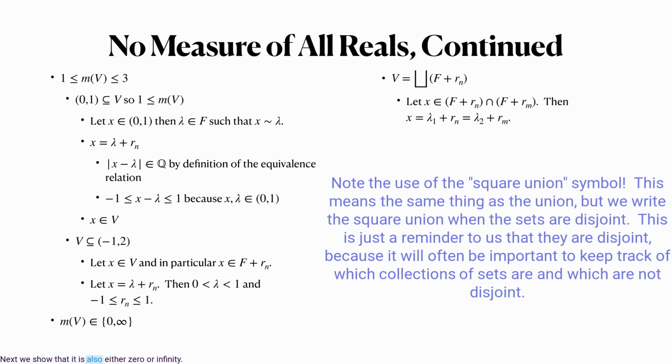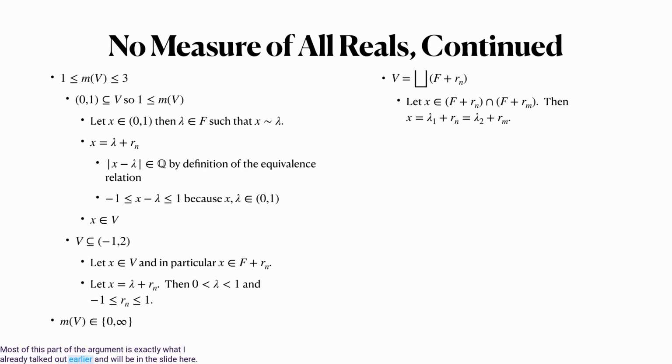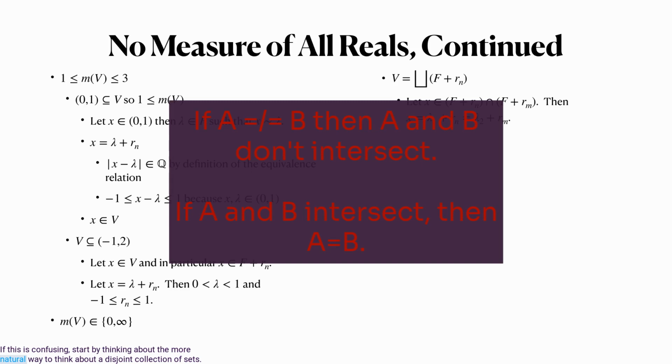Next, we show that it is also either 0 or infinity. Most of this part of the argument is exactly what I already talked out earlier and will be in the slide here. The main thing that needs justification still is the claim that the feathers are disjoint. One way of proving that a collection of sets is disjoint is to show that if they have any intersection, then they are the same set. If this is confusing, start by thinking about the more natural way to think about a disjoint collection of sets. If you take any two distinct sets, then they have no intersection. Now take the contrapositive of that statement. If two sets have an intersection, then they are not distinct, which means they are equal.